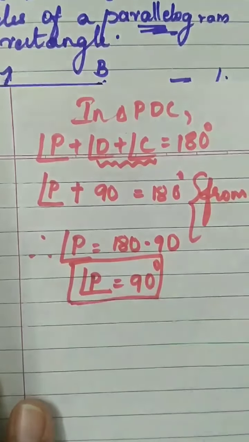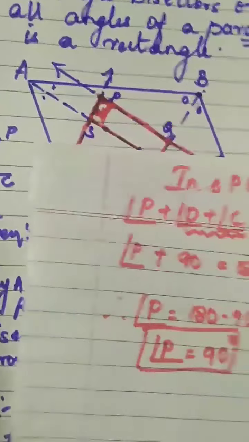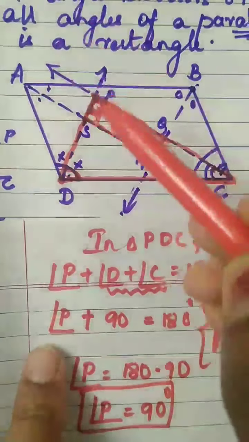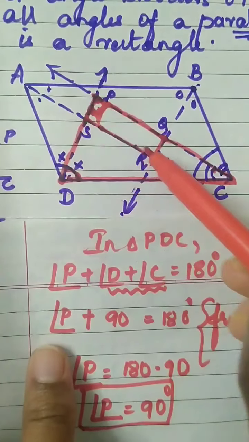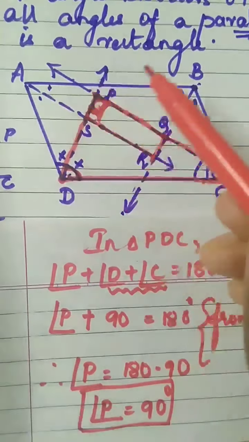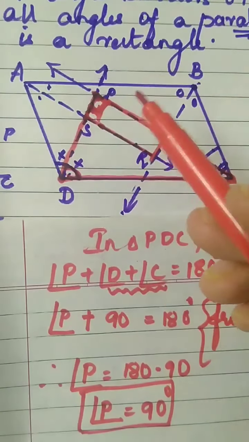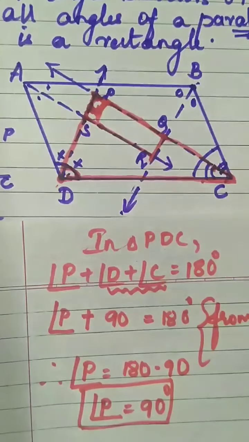Our first mission accomplished. Okay, that means we are able to prove that angle P is 90 degrees. So now let's look at the quadrilateral. This quadrilateral PQRS. Out of that, one angle P became 90 degrees. Which triangle had we considered? This orange marked triangle.